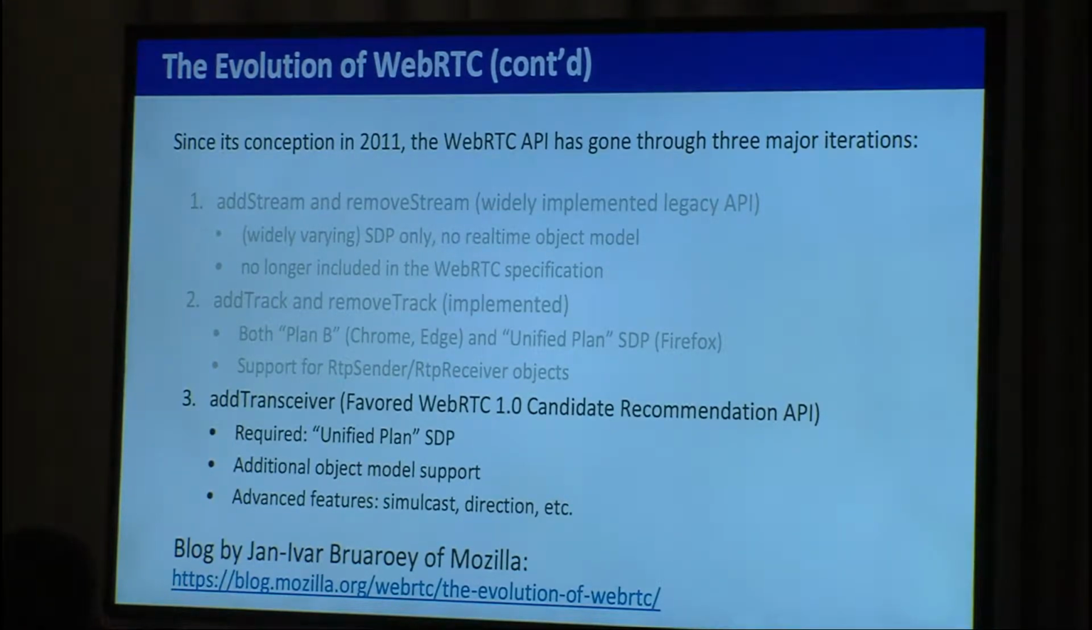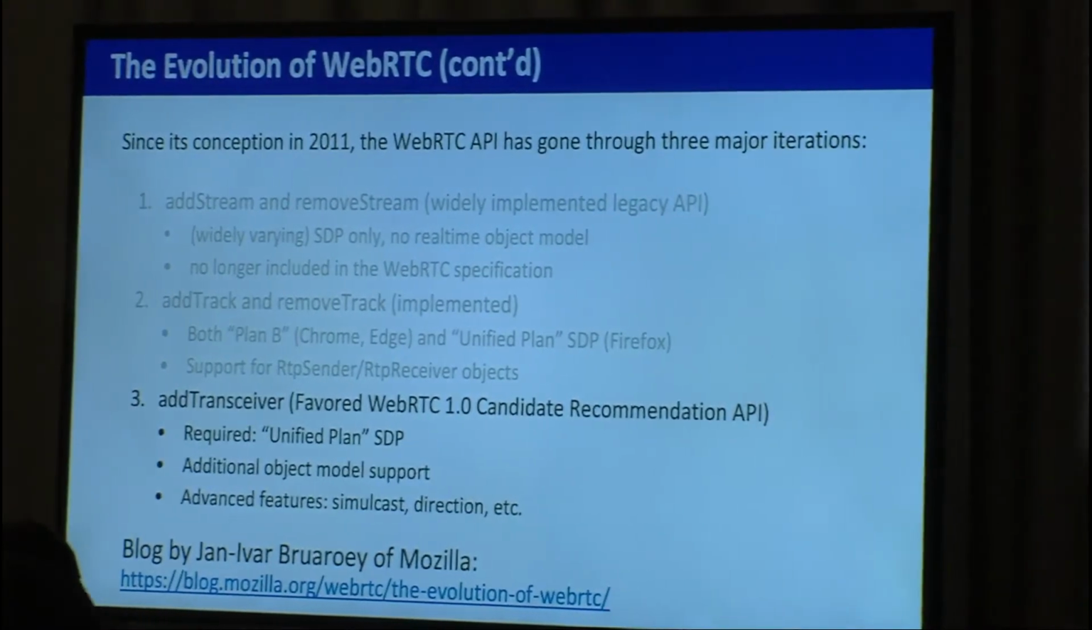And one of the other problems with add track, remove track was that an M line is really both a send and a receive concept. So with add track and remove track, it was sometimes a little tricky to figure out what sender went with what receiver. But when you do add transceiver, you get both a sender and receiver, and you know that they're paired because you also have in that object the M line that connects them. So it's a little bit cleaner that way. And finally, because you have to implement Unified Plan to do add transceiver, you can't really do it without it.